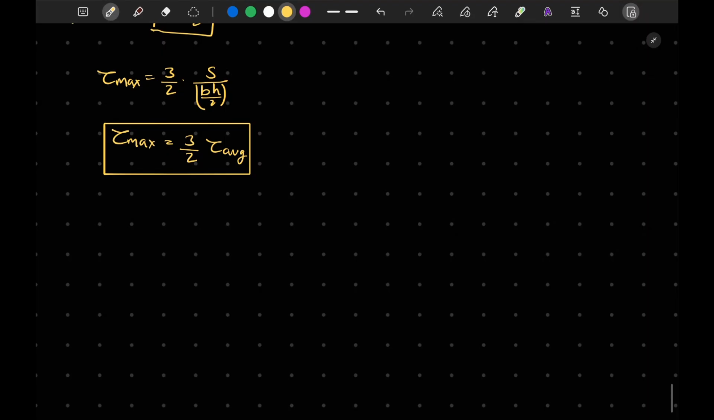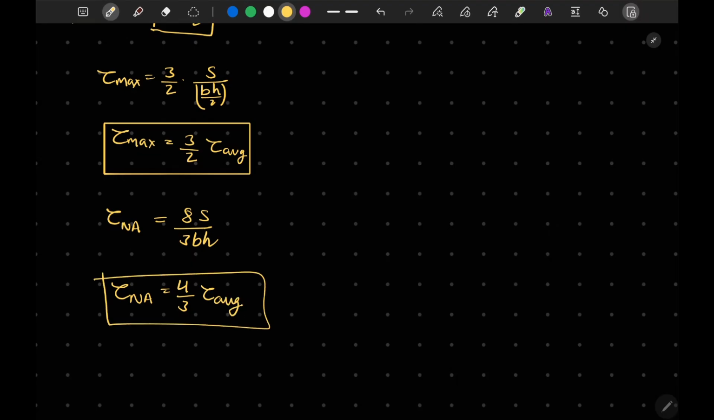Okay, now if I want to calculate the shear stress at the neutral axis, so let's say tau at neutral axis, we will substitute value of x is equal to 2h by 3. So from there we will obtain the value is equal to 8S upon 3bh. Okay, so I can write tau na is equal to 4 by 3 times of tau average. Okay, so the case for the rectangular section is almost similar to that of the triangular section.